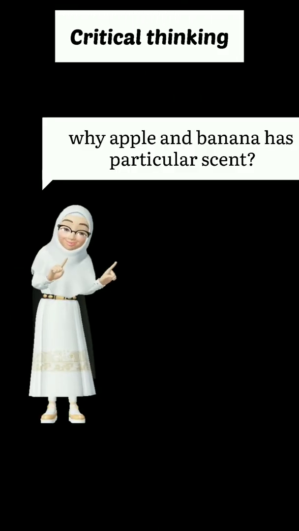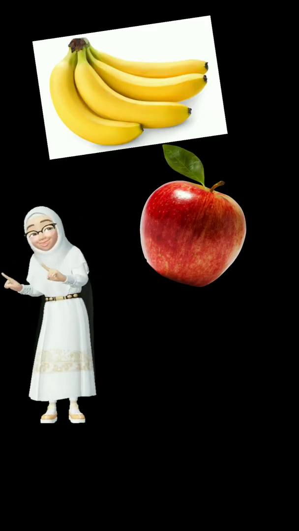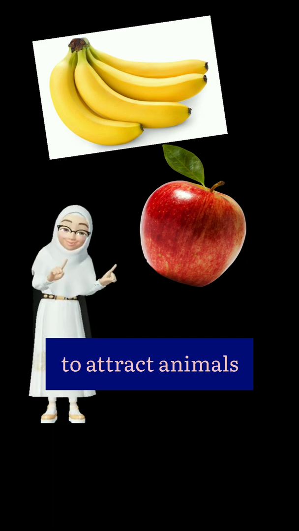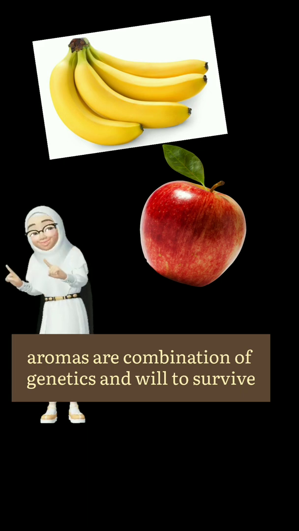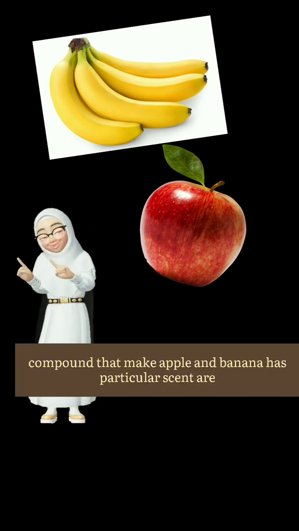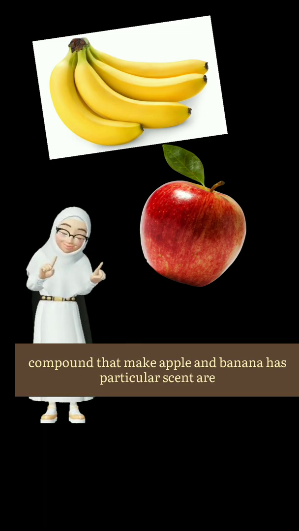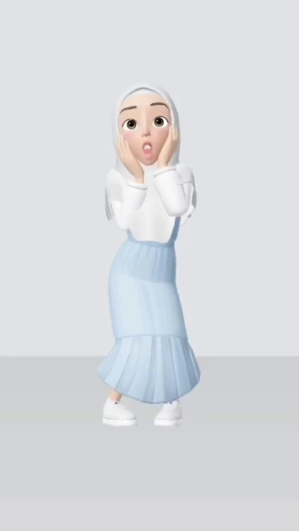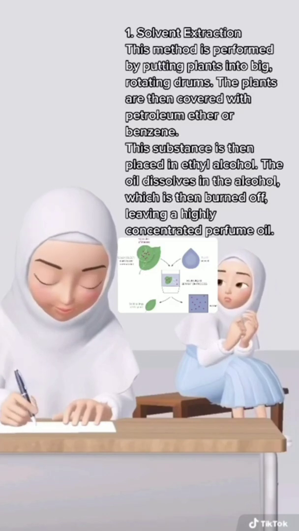Why do apple and banana have a particular scent? It was because fruits and vegetables have evolved to attract the animals that are their primary means of spreading their seeds. Their aromas are a combination of genetics and will to survive. The compounds that make apple and banana have particular scents are phenolic compounds. What is the name of the process to obtain the particular scent of fruit and flower? There are 5 ways of obtaining the scent.